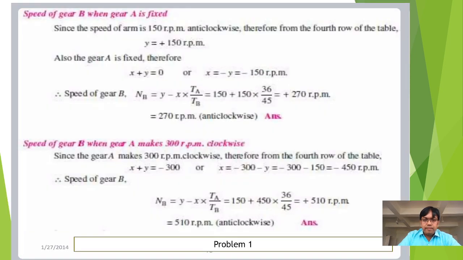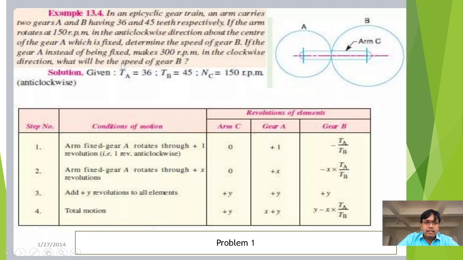Now you see, what we have to find in this question is the speed of gear B when gear A is fixed. In this question, in an epicyclic gear train, the arm carries two gears A and B. Therefore, TA is equal to 36 and TB is equal to 45 respectively. If the arm rotates at 150 RPM in anti-clockwise direction.